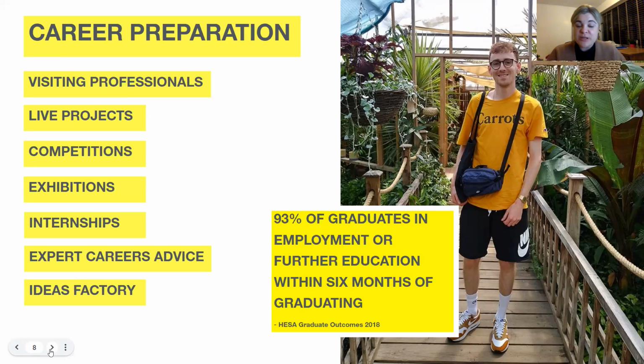Then ideas factories. A lot of universities have ideas factories, often called different things, to really help you to evolve your individual ideas. And if you want to be self-employed, start your own business, the ideas factories are great for showing you how to do that.